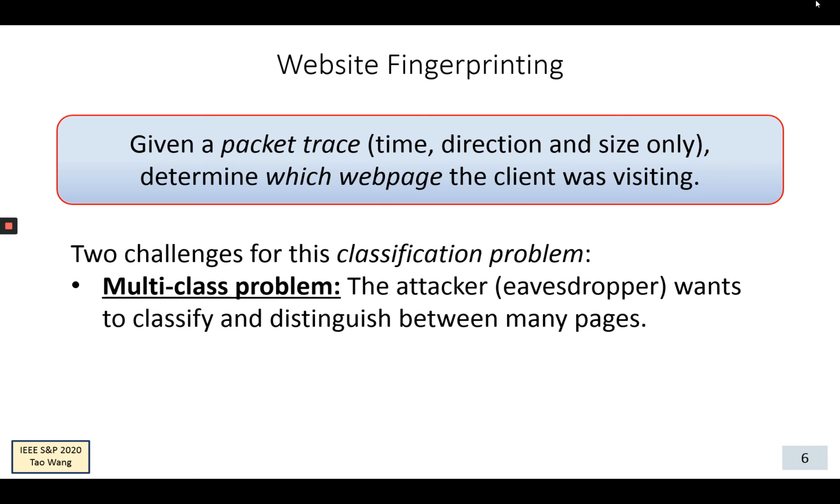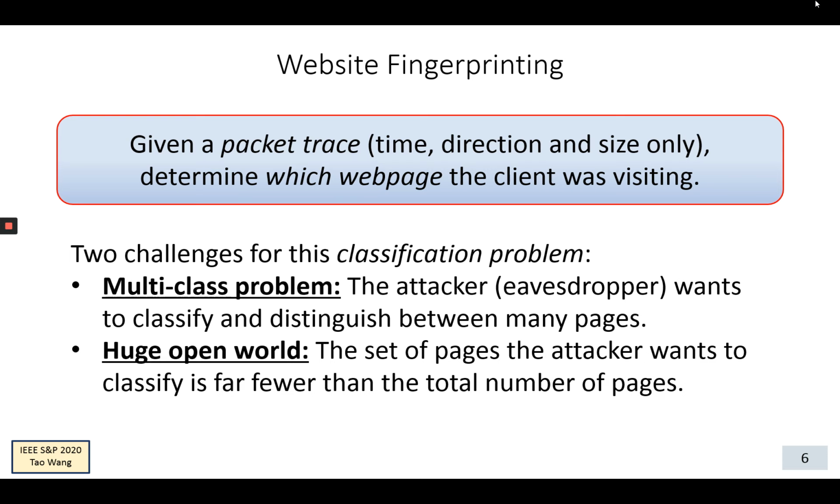The first is that we need to solve it as a multi-class problem, because if you imagine what the attacker is doing, the attacker wants to distinguish between different web pages. If each web page is a class, then the attacker needs to distinguish between them, so it's a multi-class problem. But it also is a problem with a huge open world. The set of pages the attacker wants to classify is going to be far fewer than the total number of pages, which is going to be literally in the billions. So there's a bit of tension between those two challenges.